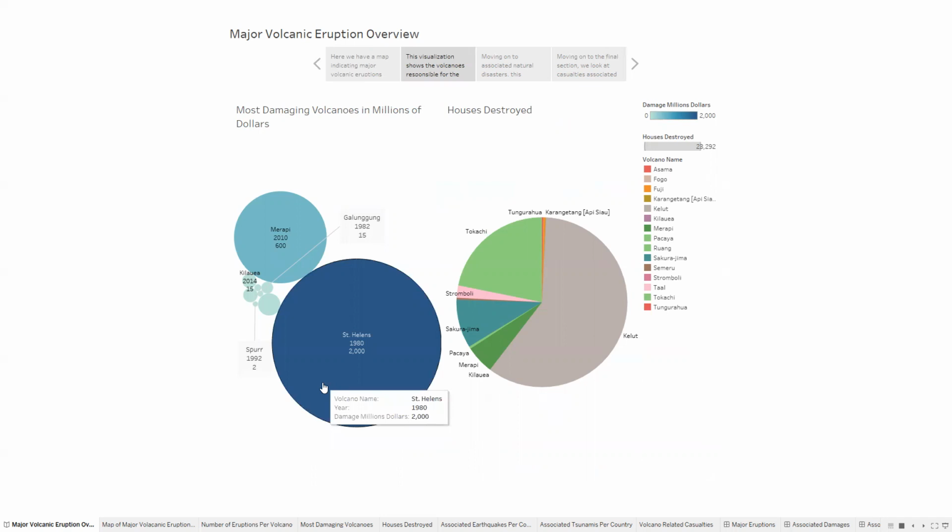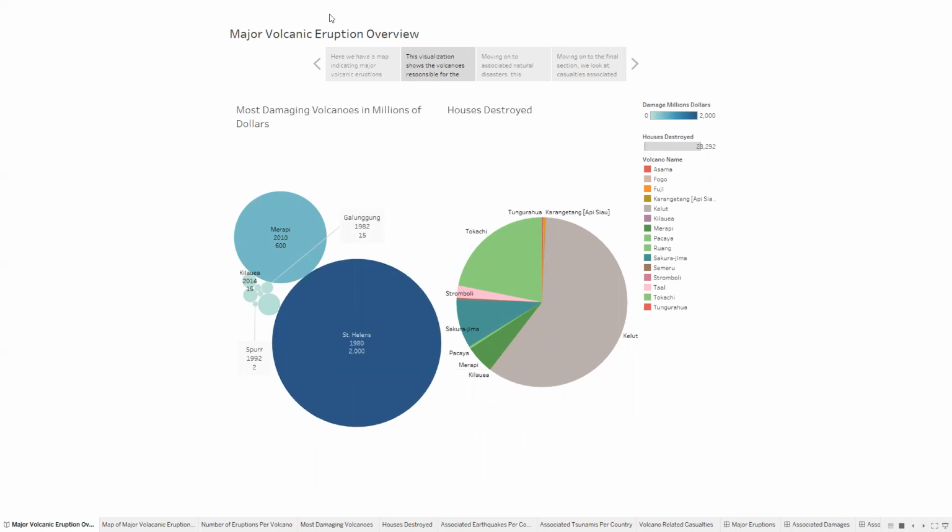And then if we go to the pie chart to the right, we'll see that this is done by the number of homes that were destroyed by volcanoes. So you can see in the pie chart the volcanoes that destroyed the most houses. Out of the 234 volcanoes in our data, only 15 of them destroyed houses. Kelut destroyed the most at 13,898. This is interesting to note because the volcano that destroyed the most houses was not the same as the one that caused the most damage in millions.